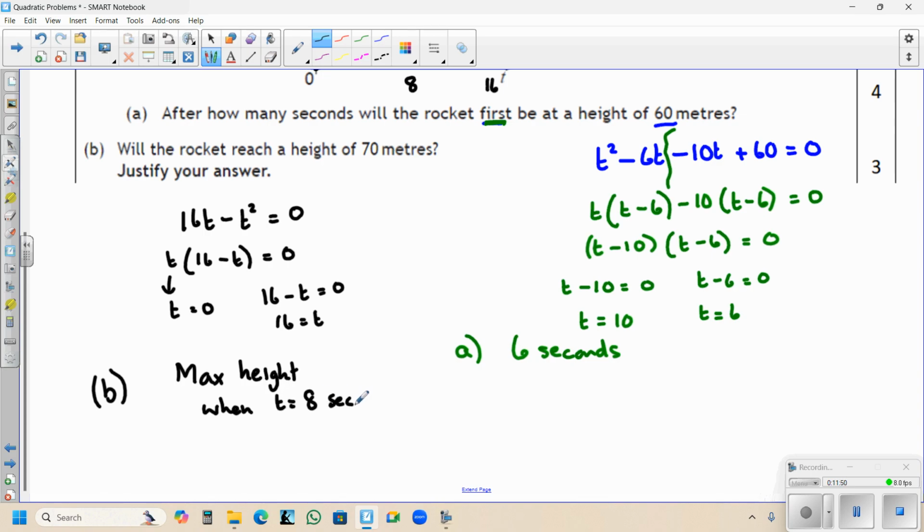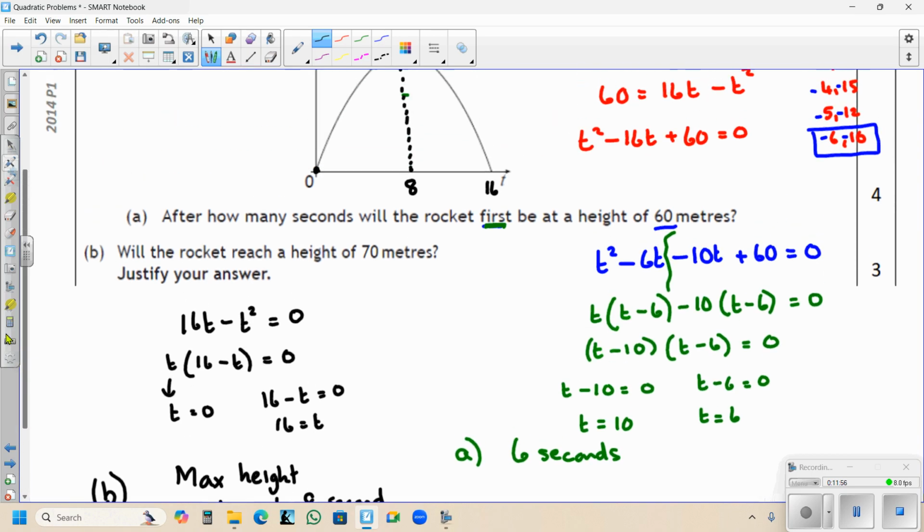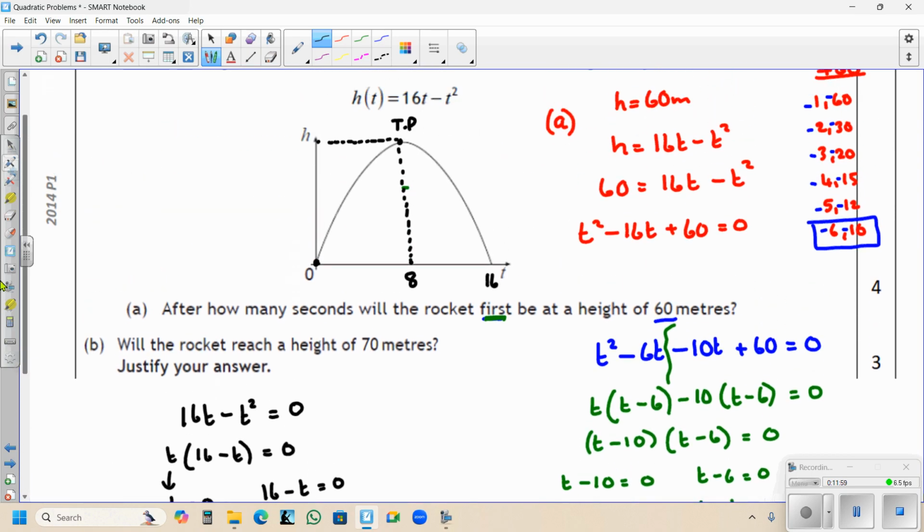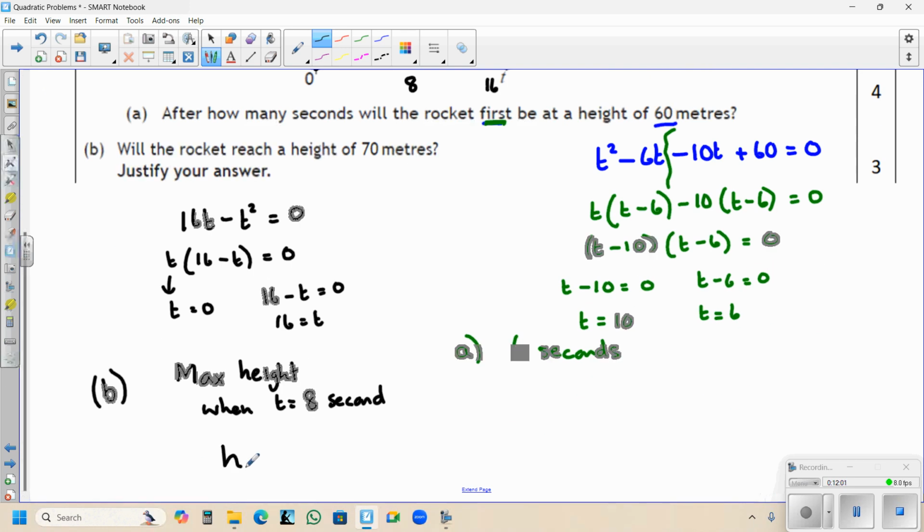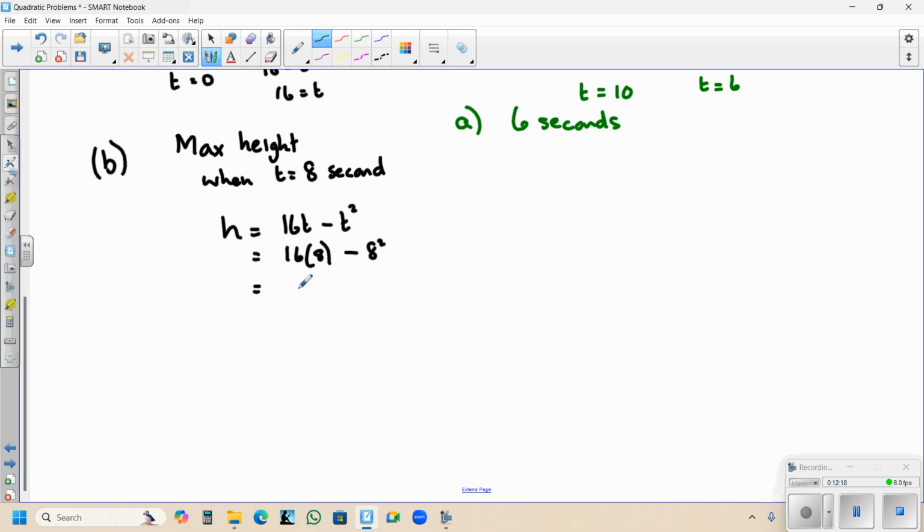Now, how do I find out that maximum height? What's the formula for the height? The formula for the height was given up there at the start of the question. So height is 16t minus t squared. I now know that the time was equal to 8. So it's 16 times 8, take away 8 squared. And when I work that out, I get 16 times 8 is 128, and 8 squared is 64. When I take them away, I get 64 metres. So basically the maximum height is 64.